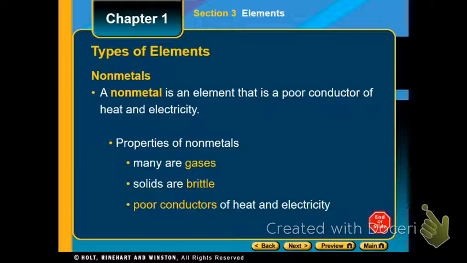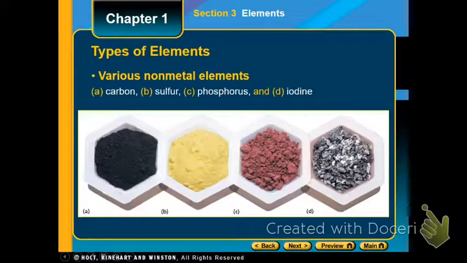Let's go take a quick look at some of our solid nonmetals. We've got 4 of them. And here they are. Carbon on the left, the yellow is sulfur, the red is phosphorus, and the right is iodine.